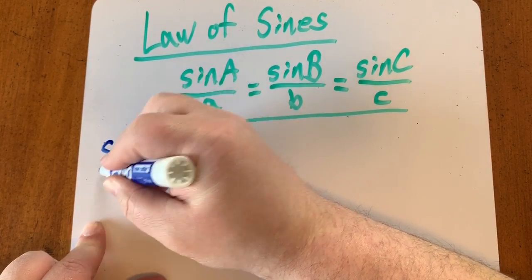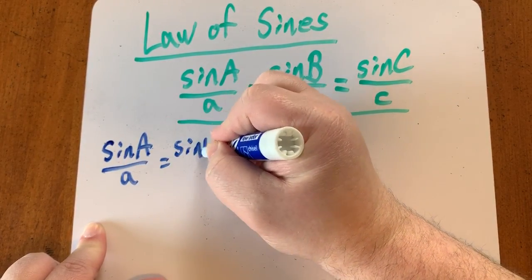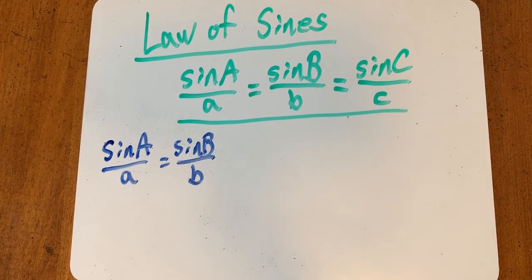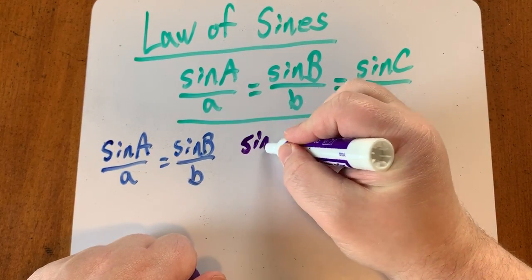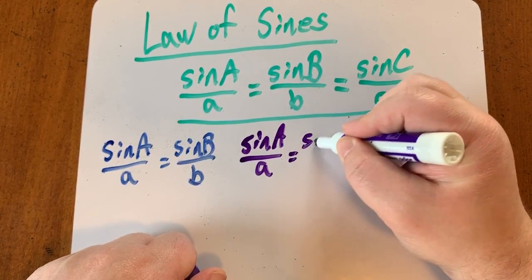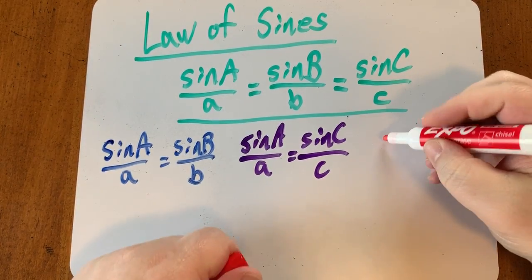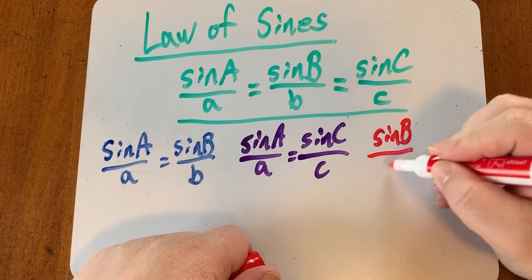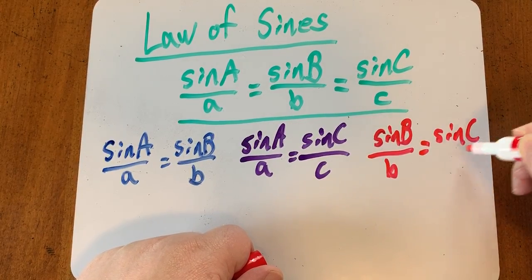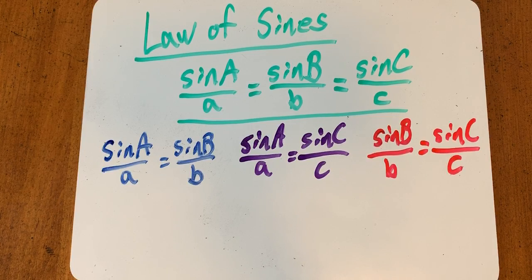You can do sine of A over A equals sine of B over B. You can do sine of A over A equals sine of C over C, or sine of B over B equals sine of C over C. All right? So whichever one you need to use, you have the information for, that's the one you'll use to solve.